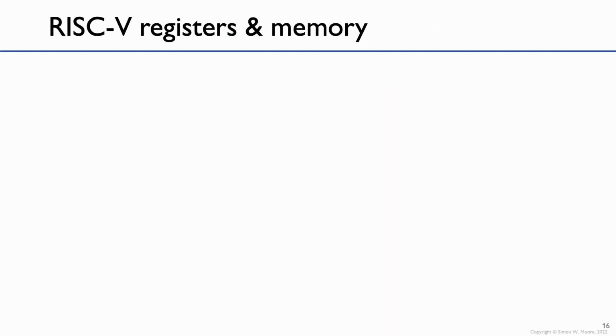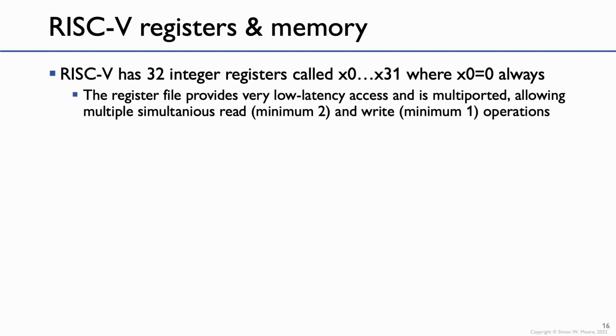So let's look at RISC-V registers and memory in a little bit more detail. As I said on the previous slide, RISC-V has 32 registers called X0 to X31, where X0 is always 0. The register file provides very low latency access and is multi-ported. In other words, you can read 2 or more values and write a value every clock cycle, depending on the complexity of the processor. It's got to be a minimum of 2 reads and a write to complete most instructions.